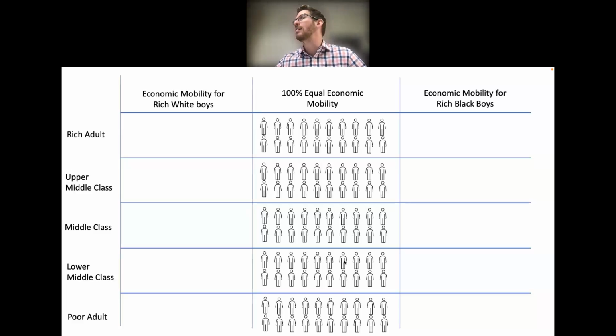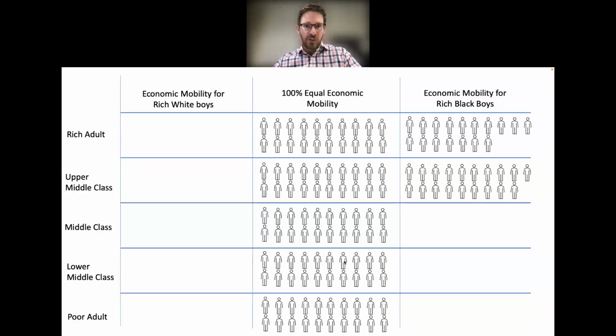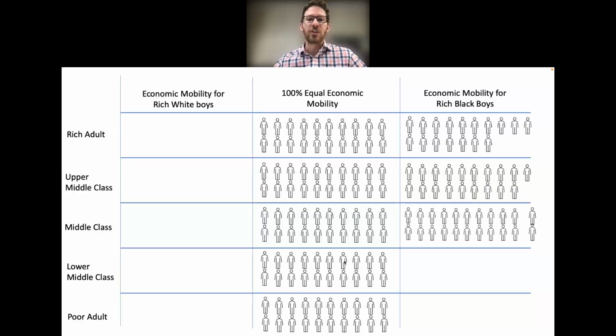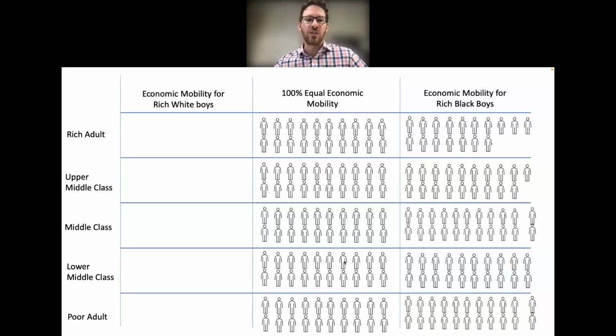But what we see is that for rich black boys, when they become adults, only about 17% are rich adults, about 19% are upper middle class, 22% are middle class, 20% are lower middle class, and 22% are poor adults. So this is almost what you would expect in 100% equal economic mobility. So we kind of see that for Black men, their class does not necessarily determine where they will end up.